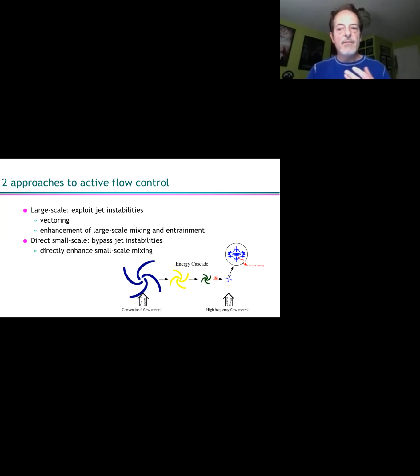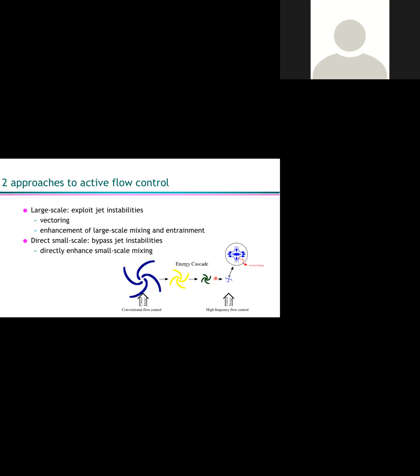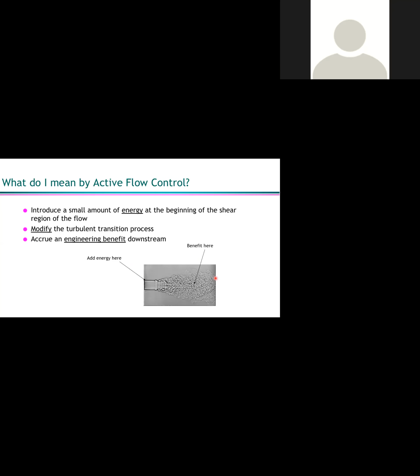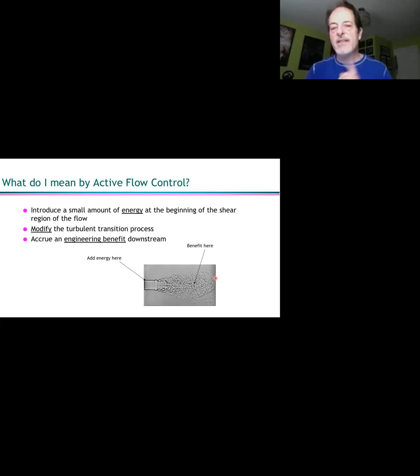When you put energy, can I ask a question? When you put energy at the nozzle, is it across the entire nozzle or just some point at the edge of the nozzle? I'll get to that. Thank you.